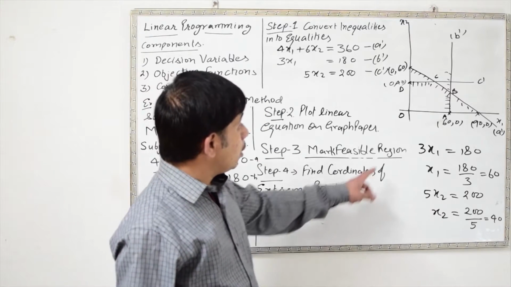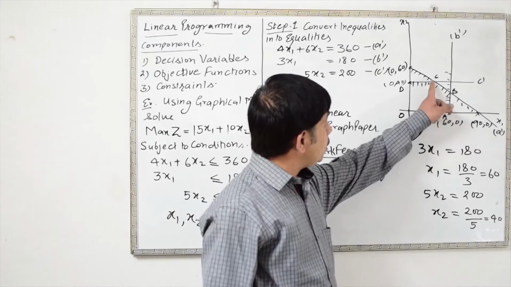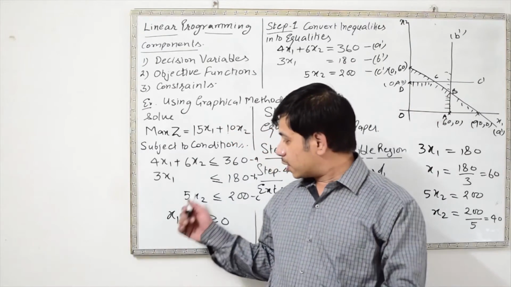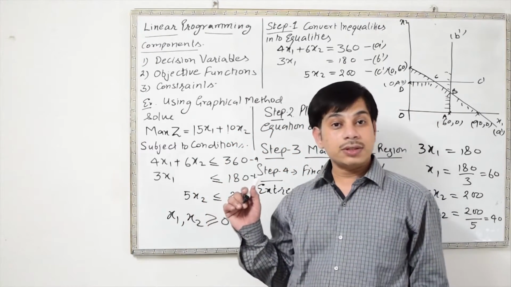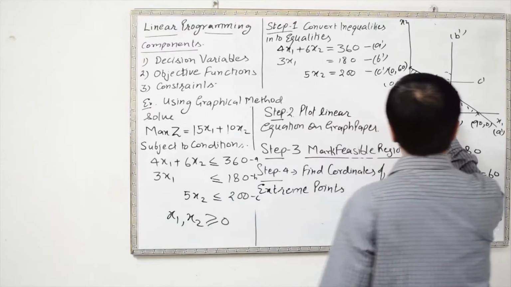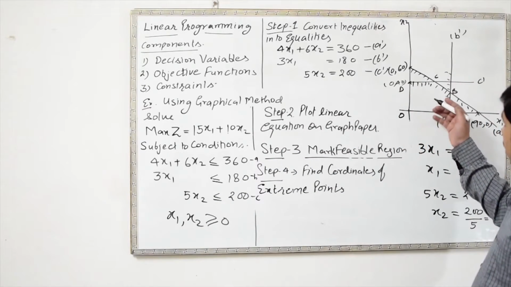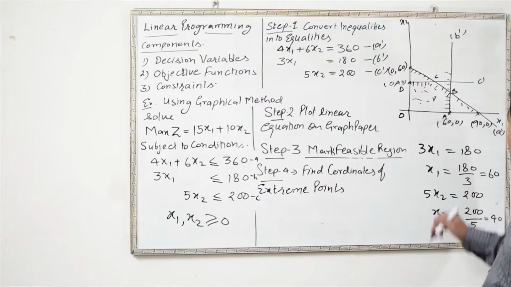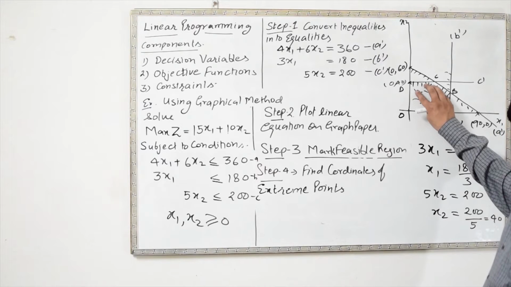Why this is the region? Because O, A, B, C, D is the region which satisfies all the three constraints that are given to us. We can consider this as the region, and all the points in the region satisfy all the constraints.